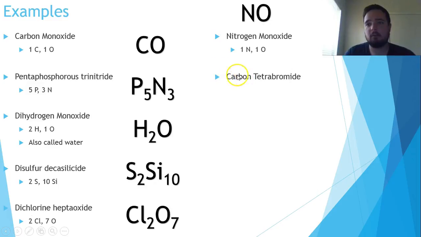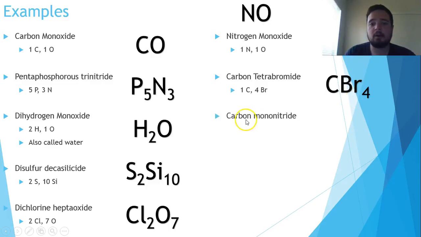Carbon tetrabromide. Carbon doesn't have a prefix, so there's only 1 carbon in it. Bromide is from bromine. Okay, and tetra means 4. So I have 1 carbon and 4 bromine atoms. So it's just CBr4.